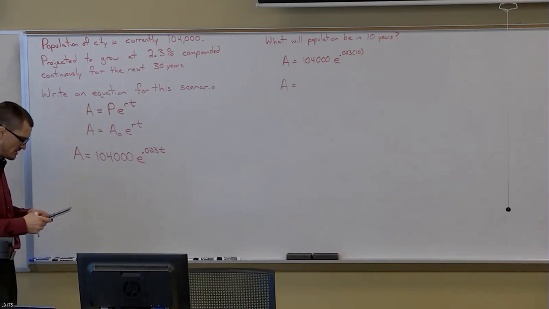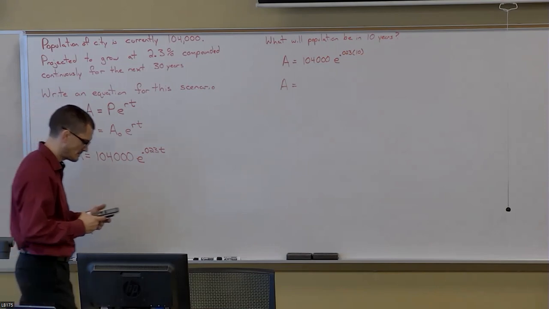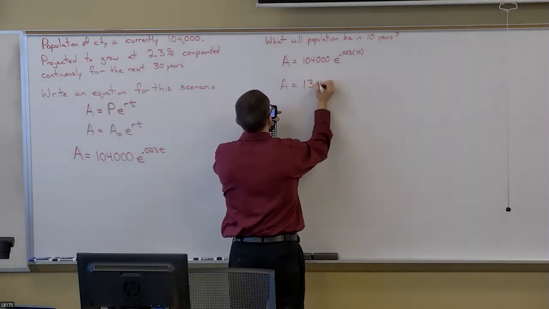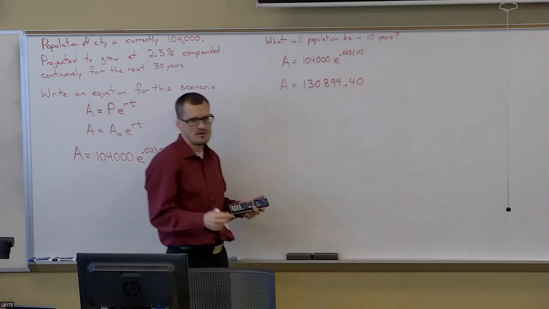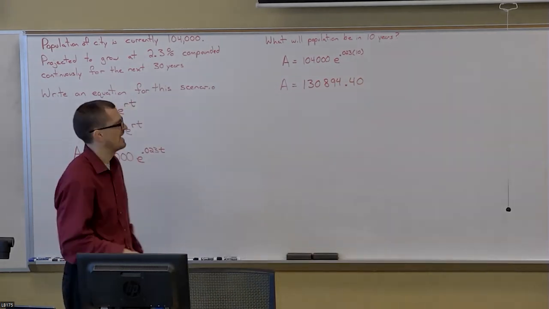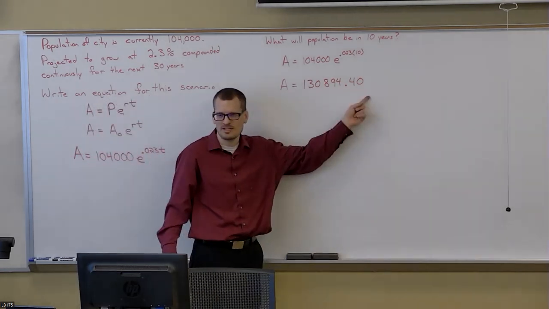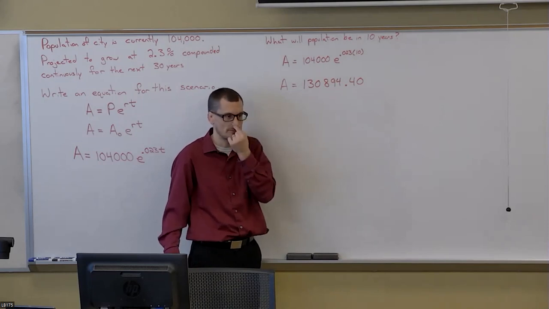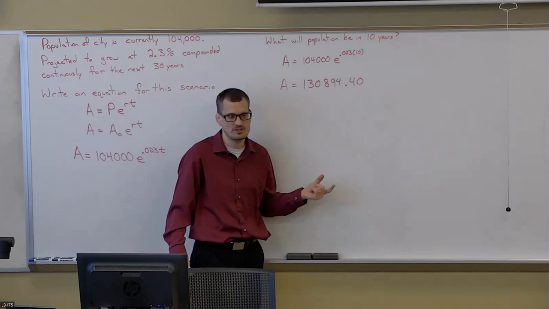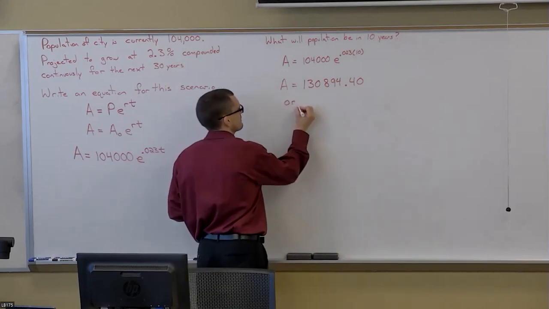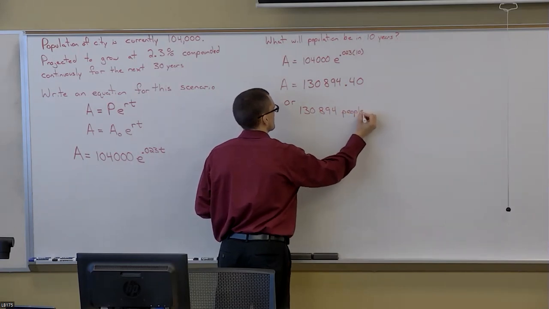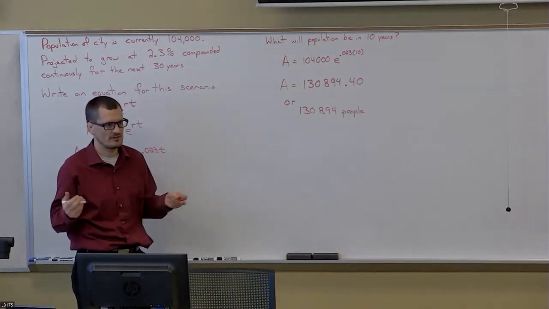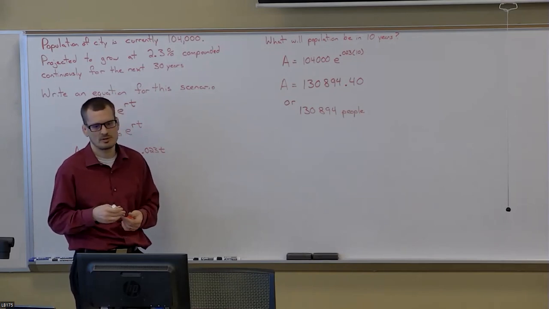I haven't done this yet. I got 130,894.40. Now this is in people, so instead of rounding to 2 decimal places, because there's no 0.40 of a person, it might ask you to round to the nearest whole number if we're talking about people, right? Instead of rounding to the nearest cent, round to the nearest person.